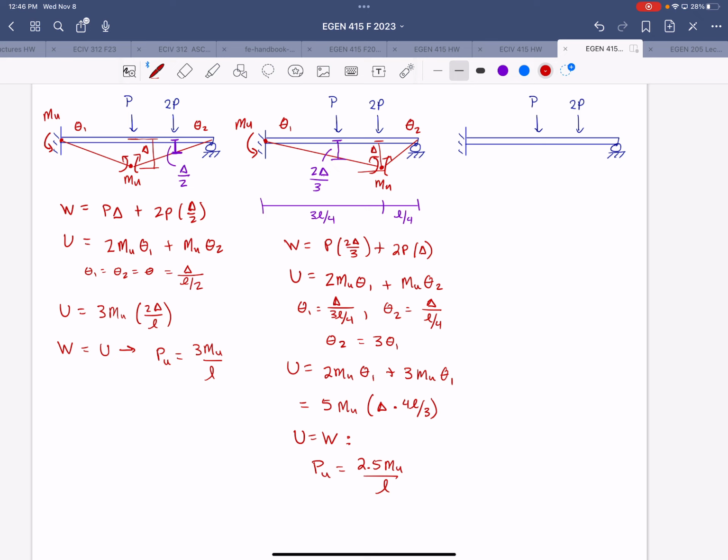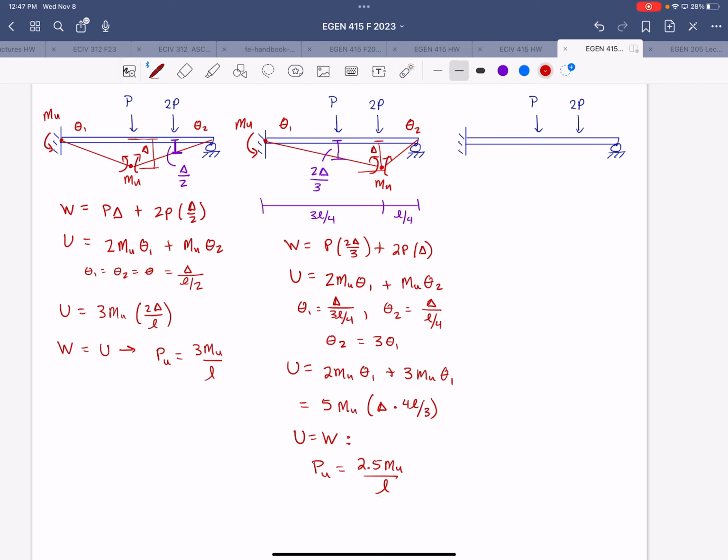Questions? So because this is a lower ultimate load, this mechanism is going to be reached first and therefore more likely. Exactly, because this one's lower than that one, this mechanism will occur before that one. We have one more to check. Which is the hinge under each point load? Exactly.